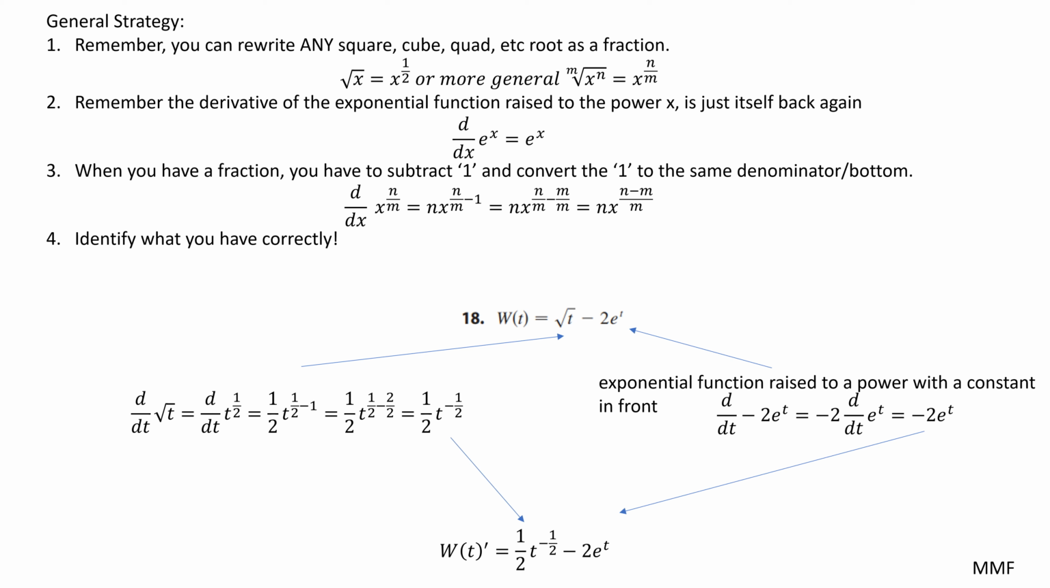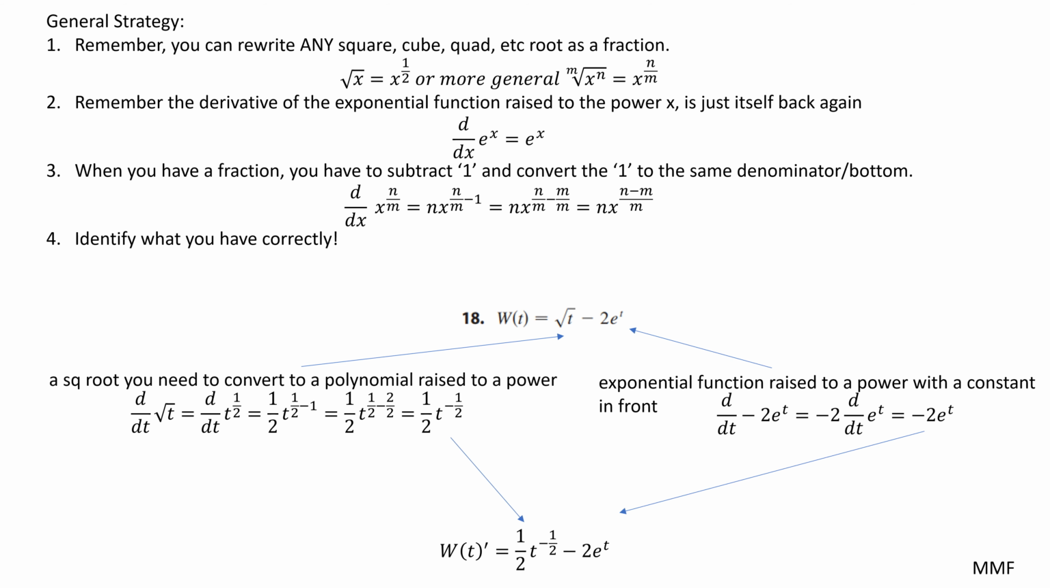We'll start with the right-hand side, and on the right you have an exponential function raised to a power with a constant in front. So we can take that constant out, so that negative 2 moves in front of the d over dt, and the derivative of e to the t is just e to the t back again. So you just get negative 2e to the t. Pretty much nothing changes.